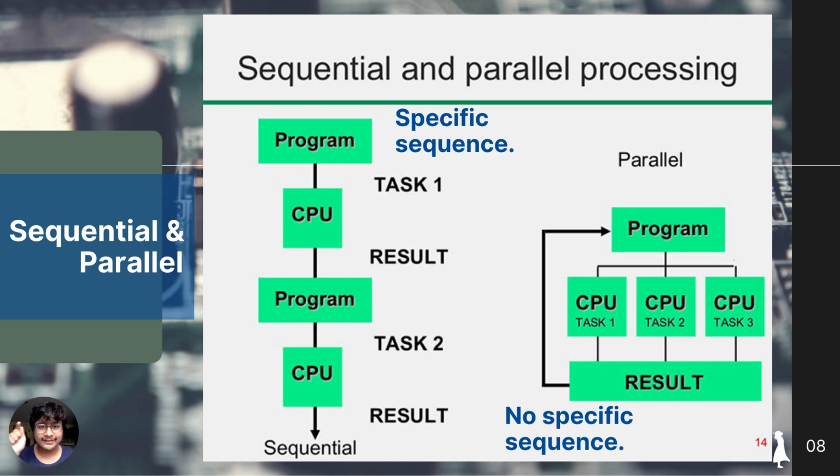But now observe the second, the parallel. What's happening in the parallel is the program gives task one, task two, task three simultaneously to three different things, right? So all three give results together. So basically we're reducing this much time to this much time. That's what this slide is talking about. Let's go now.